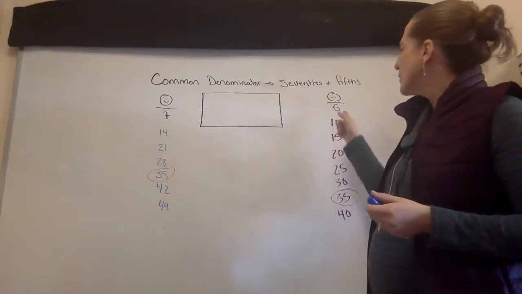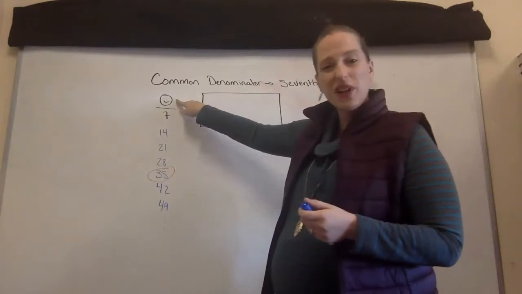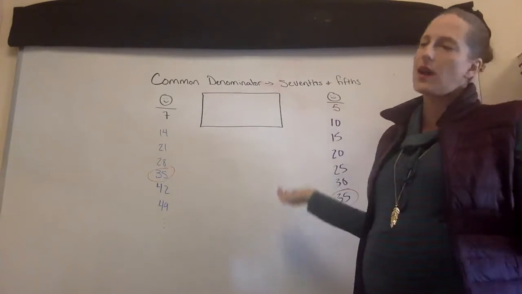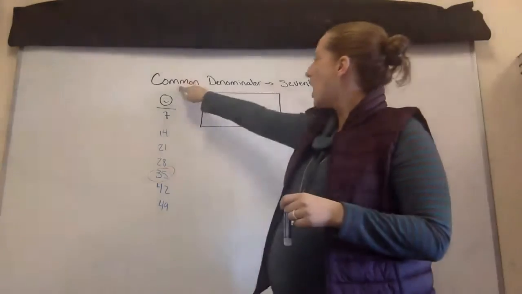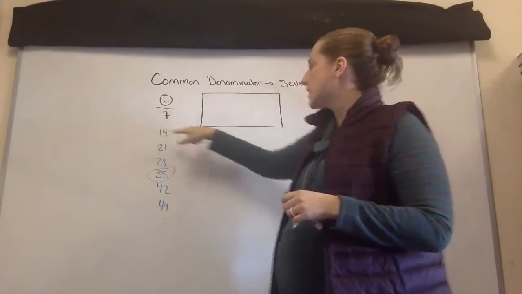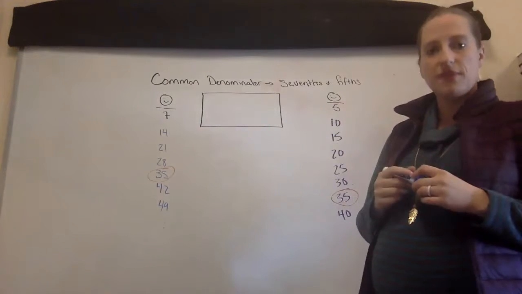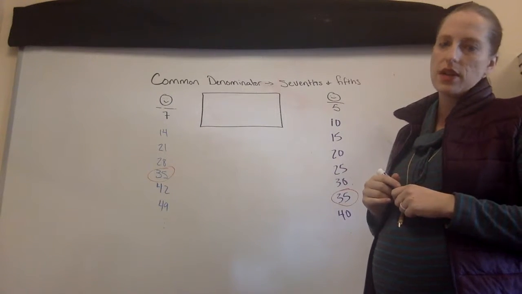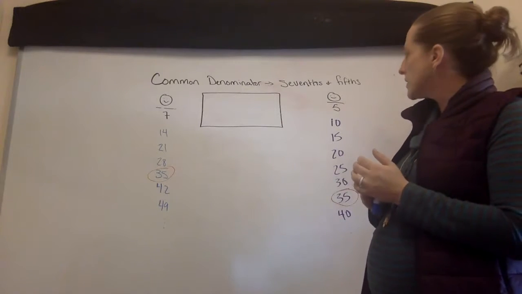Okay. So this might look a little bit weird. My numerators are smiley faces in this case because I don't care about them right now. I'm focusing on the common denominator. So I'm looking for what's common between sevenths and fifths. My numerator is irrelevant when I'm doing common denominators. Okay. All right. So I'm going to start.